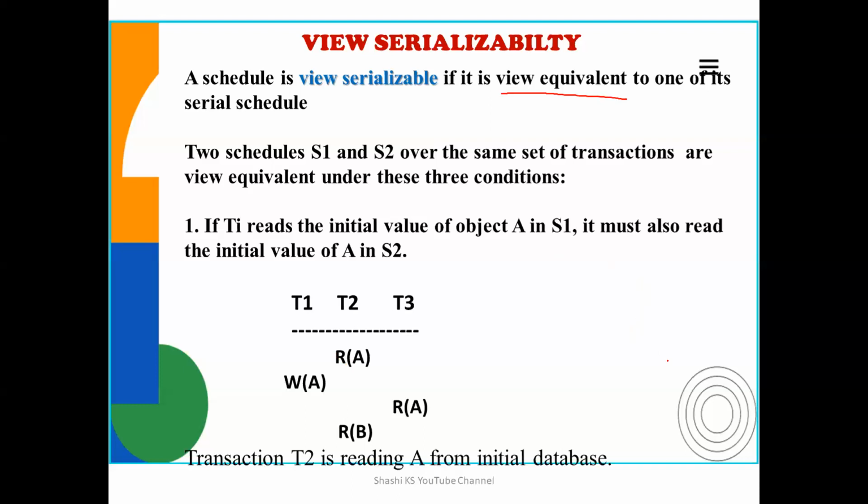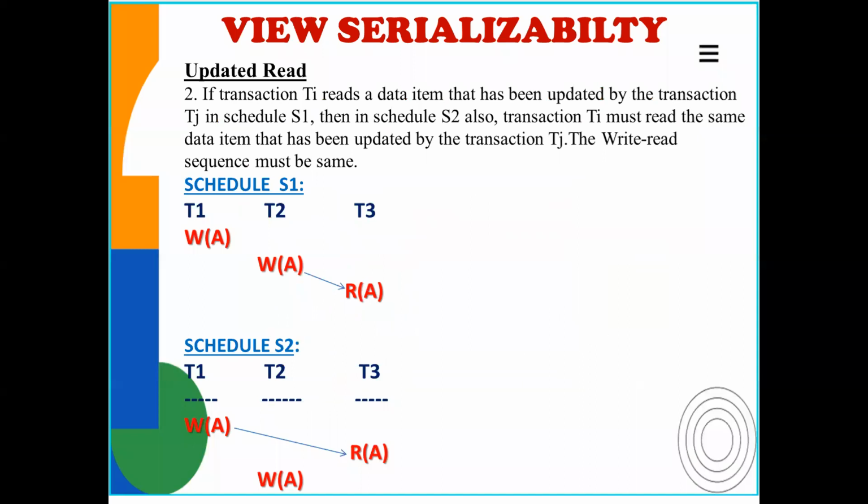Let's see the second condition. The second condition is called updated read operation. Now forget the initial read operation. You will have a write-read sequence after the initial read, right? If you have a write-read sequence in the given schedules, then the write-read sequence must be the same in both the schedules. That means, let's say in schedule S1, a particular transaction Ti reads a particular data item which has been written by another transaction Tj.